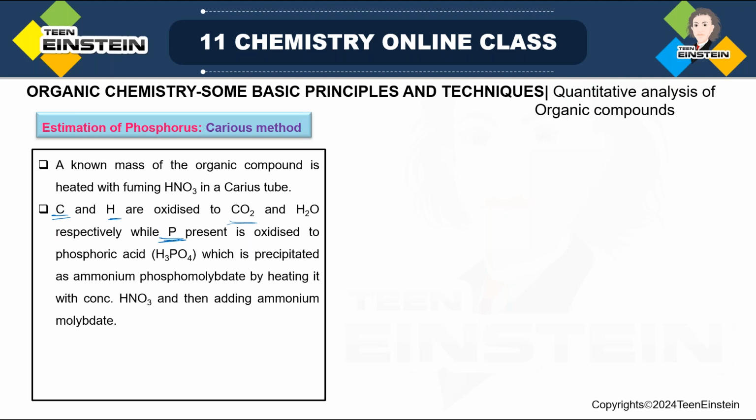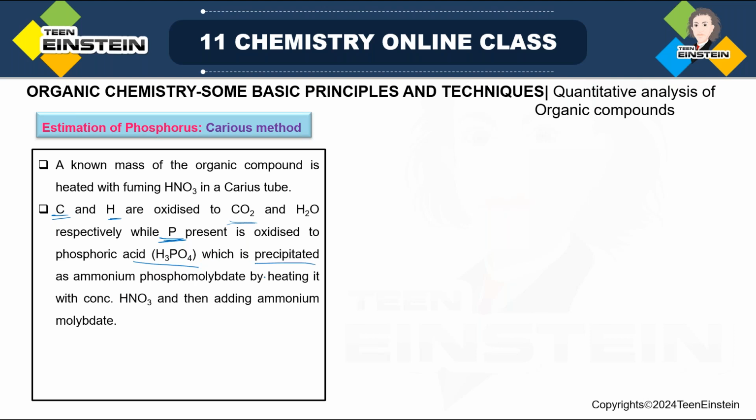But our focus is on phosphorus. What will be the fate of phosphorus? Here phosphorus, which is present in the organic compound, will be oxidized to phosphoric acid. In the previous case, you have seen it is oxidized to H2SO4. Now it will be oxidized to H3PO4. But we have to make it in the precipitate form. In the previous case, we converted H2SO4 ultimately to BaSO4 so that you can take the precipitate, filter it out and take the weight very easily. So here also we will do some precipitation.